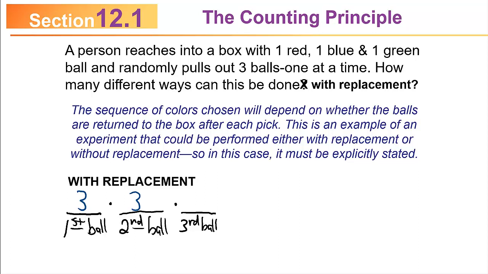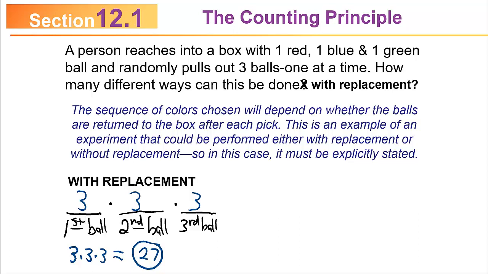So I still have all 3 balls to choose from on the second draw. And that's also true of the third draw. If I'm drawing with replacement, the number of balls in the box never changes. It's always 3. So by the counting principle, I take those 3s and multiply them together and get a total of 27. So if I'm drawing with replacement, there are 27 different ways that I could get combinations of colors.